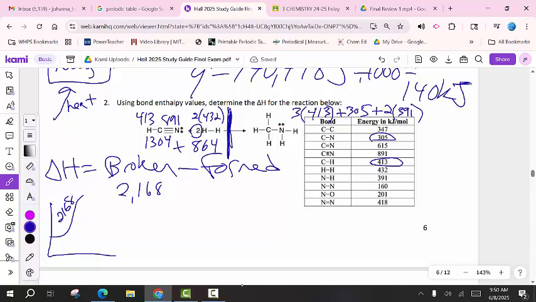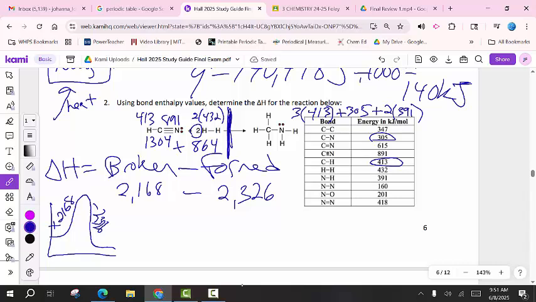I'm going to add that to 305, and then I'm going to add that to 391 twice. Okay, that all adds up to 2,326. And so we're going to subtract them. We have the bonds broken, that's the going up part, and now the bonds formed. That goes down more than the going up part. So that goes down by 2326.